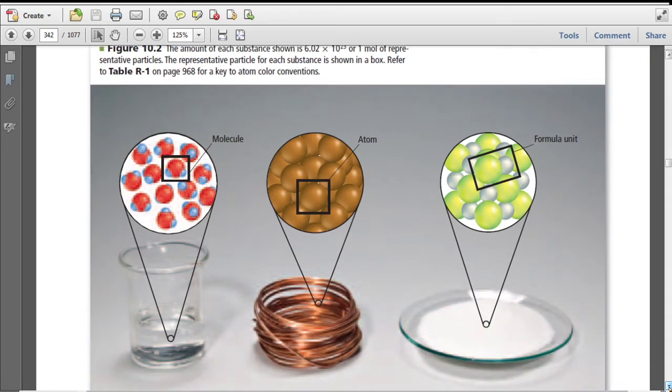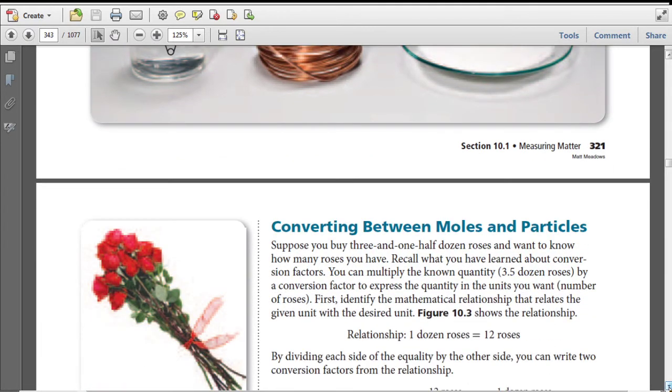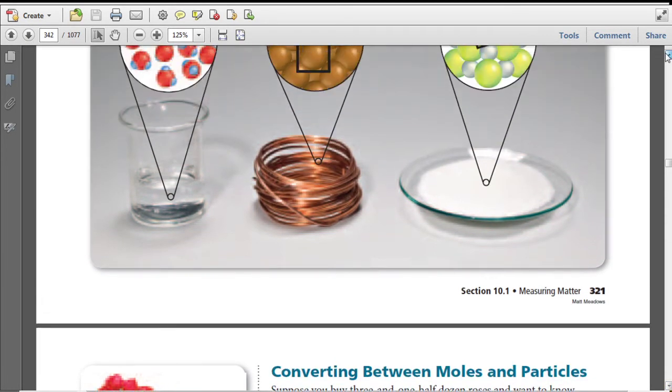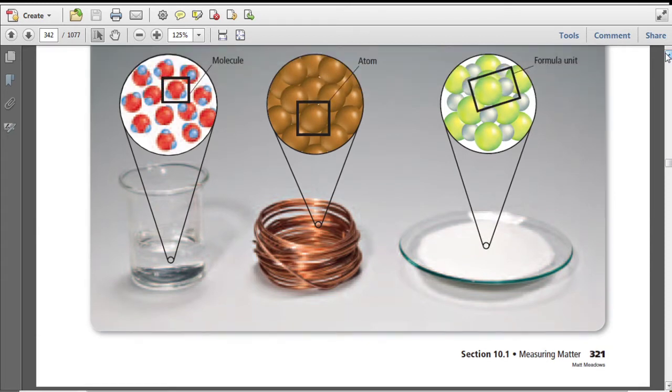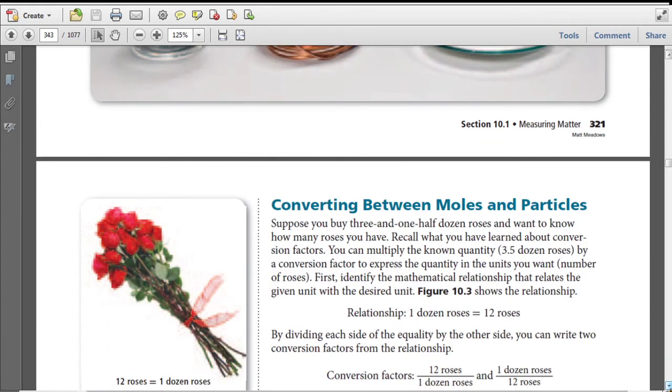Here in figure 10.2, it shows 1 mole of each of these substances. 1 mole of water can fit in a tiny beaker. A mole of copper atoms is a couple rounds of copper wire. And a mole of sodium chloride can fit onto a petri dish. However, each of these would contain 6.02 times 10 to the 23rd of whatever particles, whether it be molecules, atoms, or formula units. So each of these would be considered to have the same amount, Avogadro's number, of those representative particles.